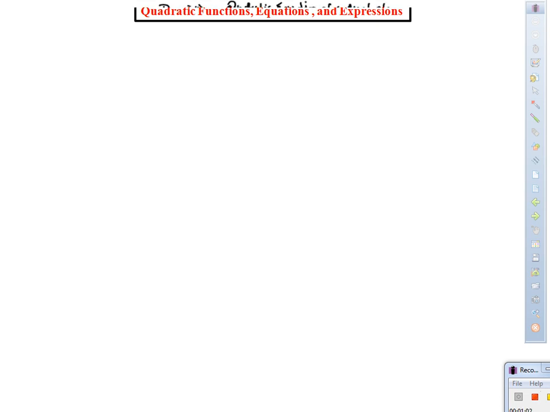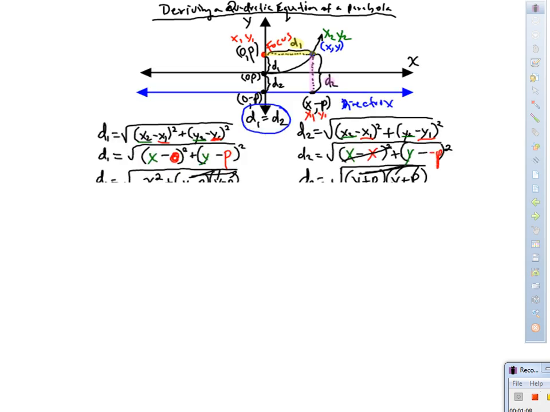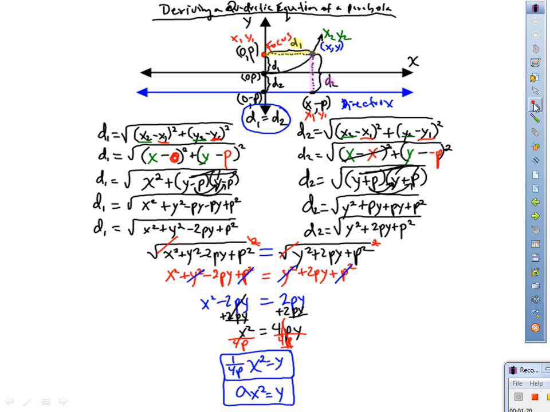We did the sketch. And then we came up with a distance formula for both distances. We simplified, set each distance equal to each other, simplified, and we came up with our standard form equation. And also, what did we conclude?